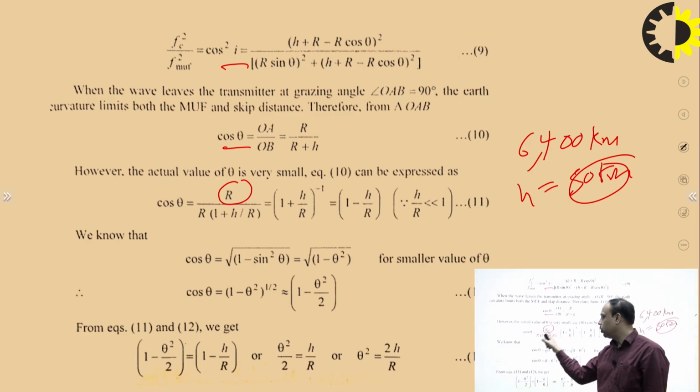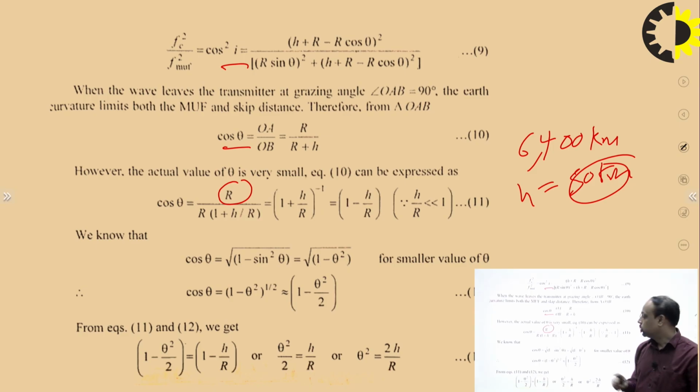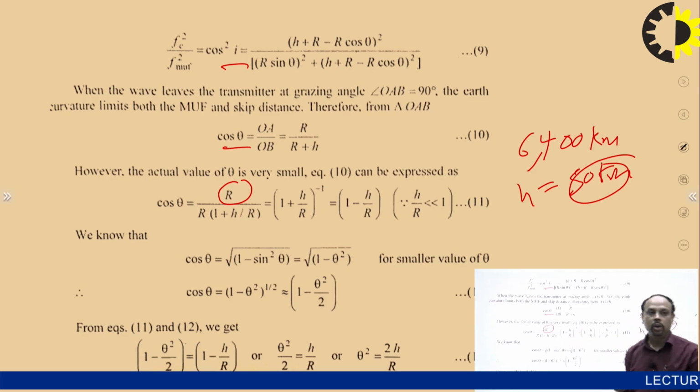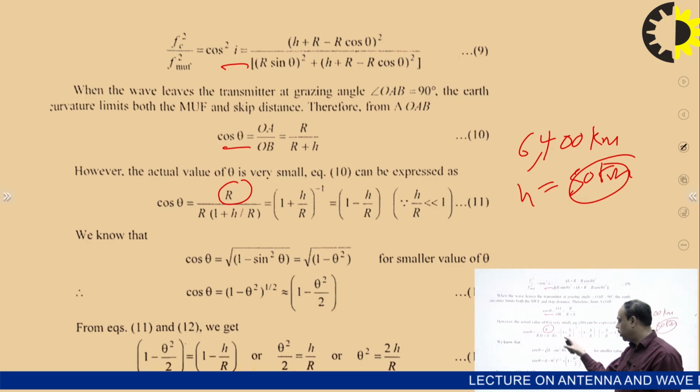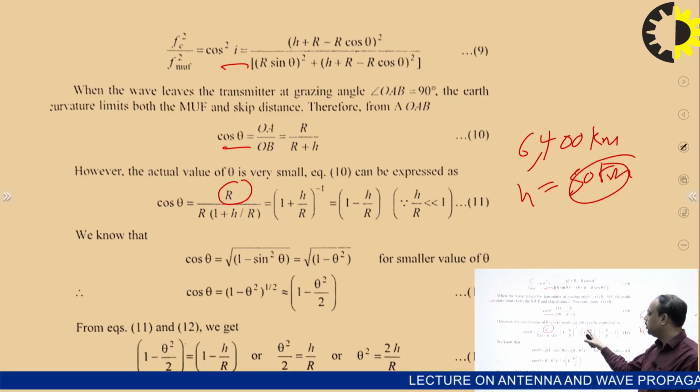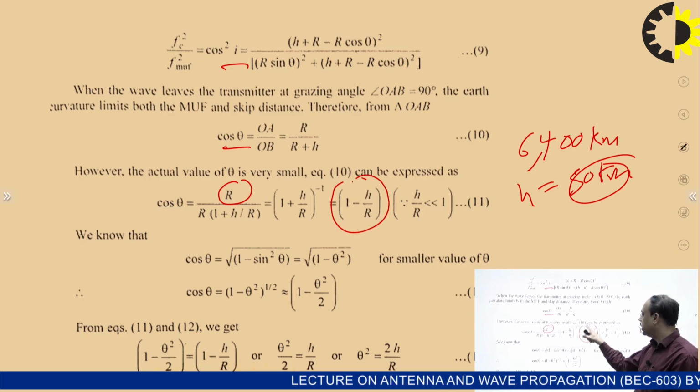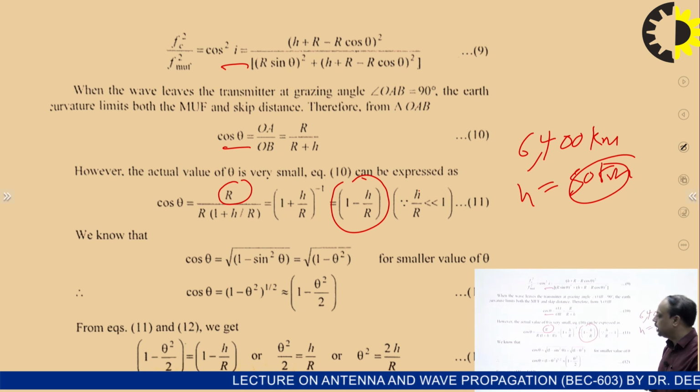Cos theta is equal to R divided by, from this equation, take capital R common, R by R cancels, (1 plus h by R) raised to the power minus 1. This h by R is very small, because h is very small and R is very large. Then we take the binomial approximation here. So due to the binomial approximation, this becomes 1 minus h by R, as h by R is much less than 1.